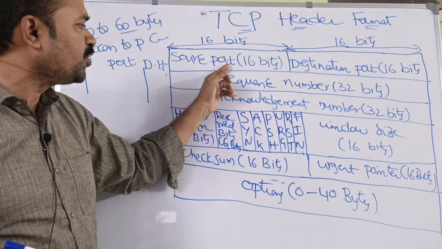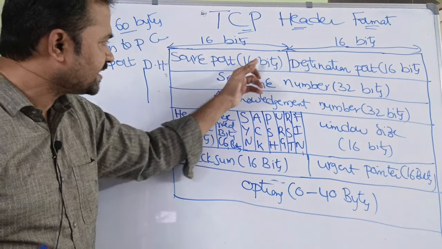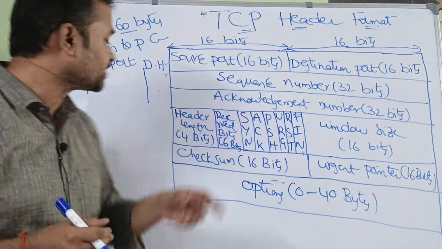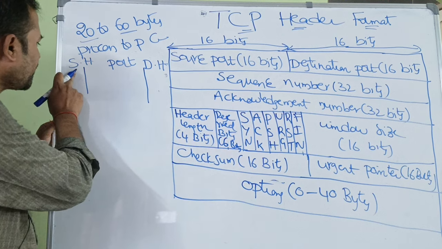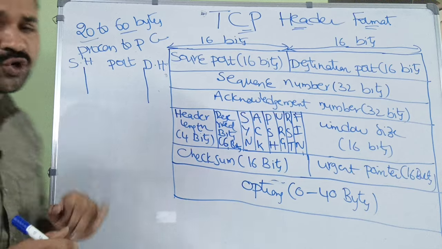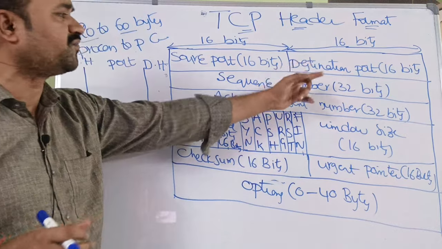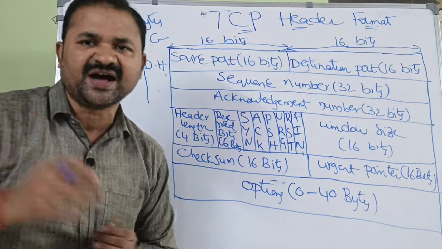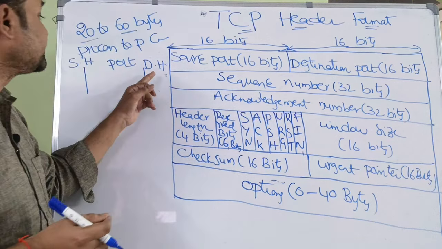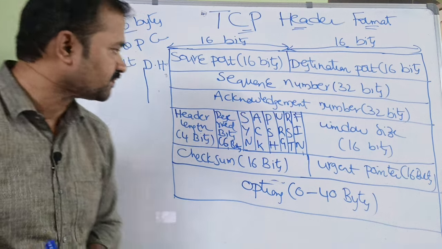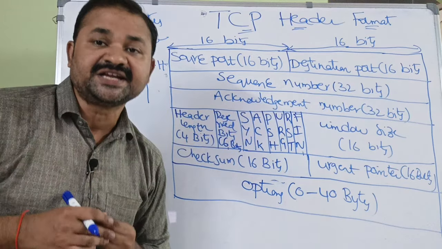Here the source port address contains 16 bits. It defines the port number of source process on source host machine. Likewise, destination port address is also of 16 bits, which defines port number of destination process which resides in destination host. And the next field is sequence number, which is of size 32 bits.